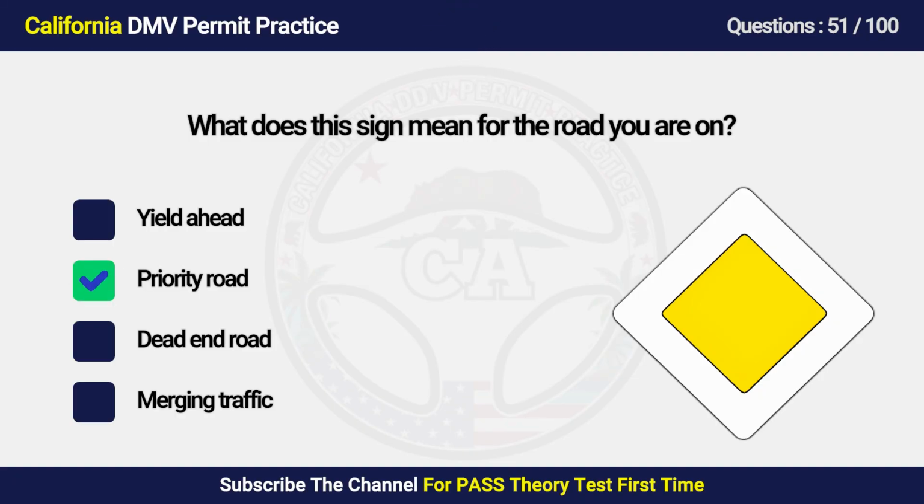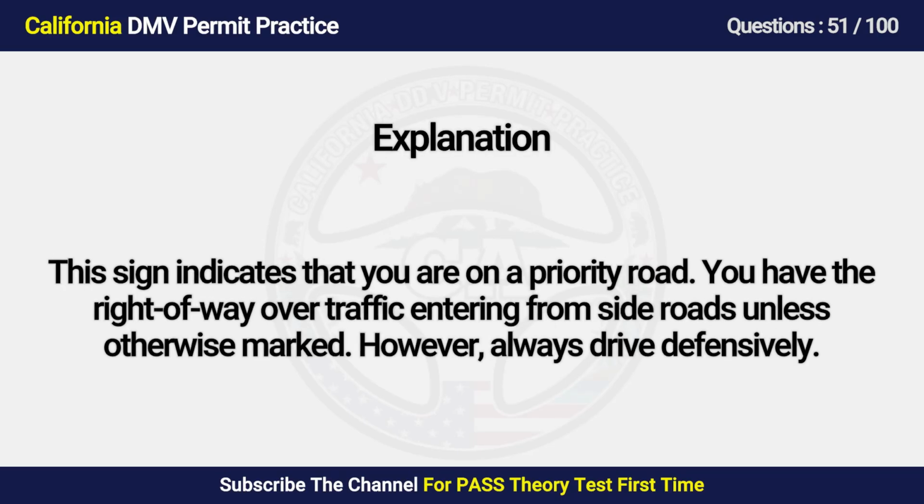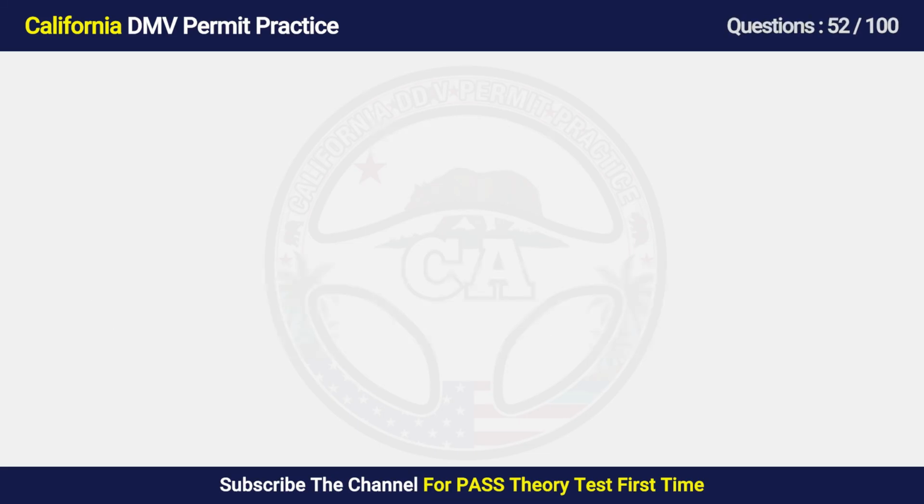Answer is B. Priority road. This sign indicates that you are on a priority road. You have the right of way over traffic entering from side roads unless otherwise marked. However, always drive defensively.